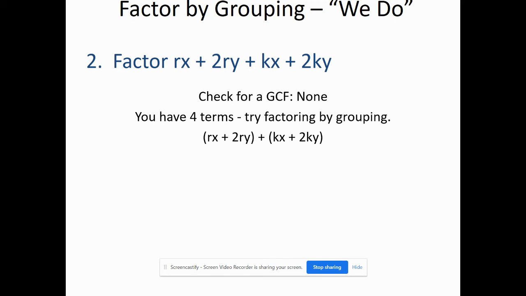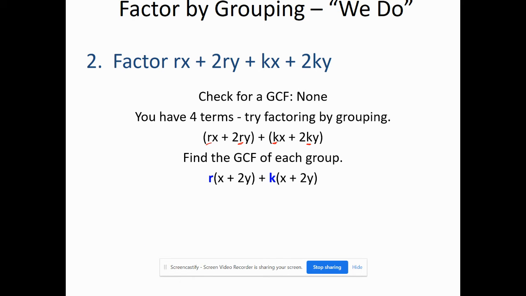If you look at your second binomial, again, you have a 1 and a 2. So there's not a numerical GCF. So you're going to look at your letters at that point, and they both have a K in common. So we can pull the K out as a GCF here. So K, K, and then R and R.